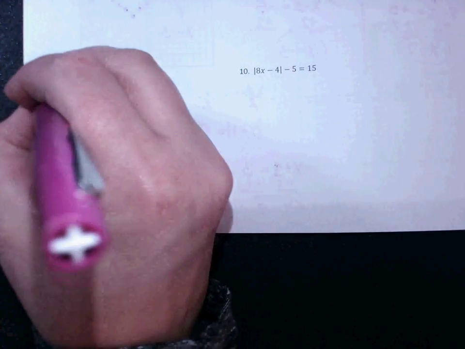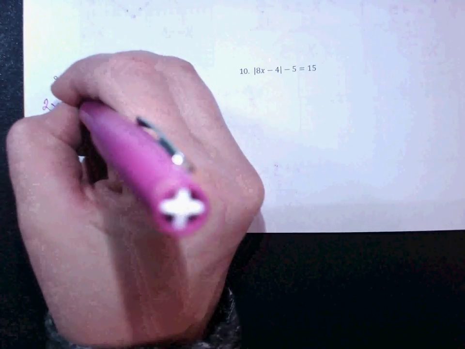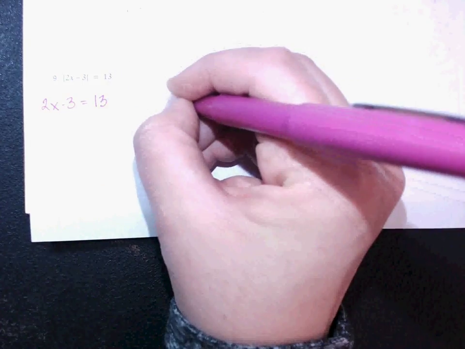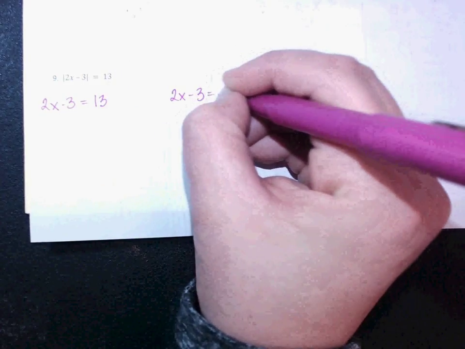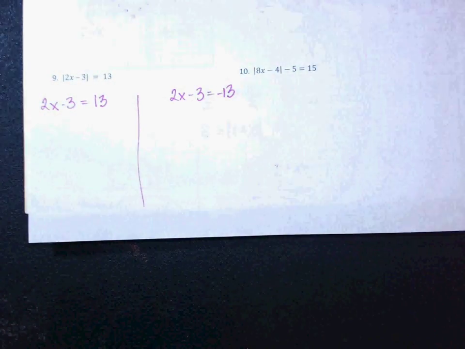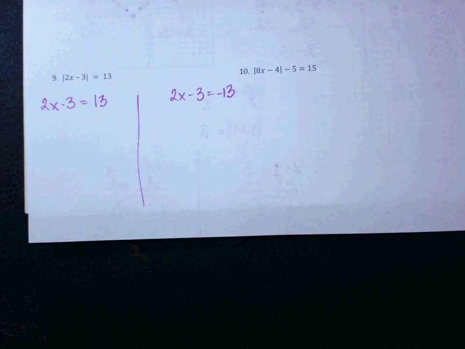Alright, first question: is there anything outside of the bars for us to get rid of on number 9? No, then you split right away. So I would let 2x minus 3 equal 13 and 2x minus 3 equal negative 13. If there is nothing outside of the bars for you to get rid of, then you're ready to just split in that first step.